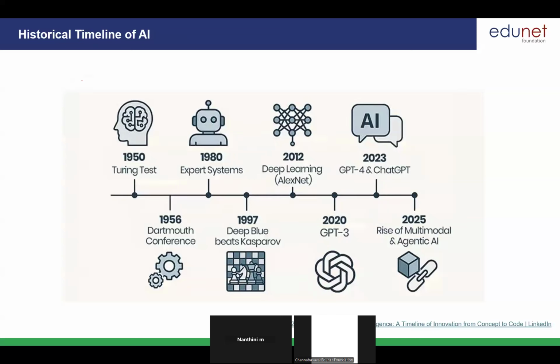Then coming to the historical timeline of AI. Okay, so first, Alan Turing, he's one of the scientists. He wanted to test whether the machine can think like a human being or not. The evolution of this AI started in the year 1950. And in one of the conferences, the Dartmouth conference, they officially coined the term called artificial intelligence. Okay, so that is in the year 1956, and then the year 1980.